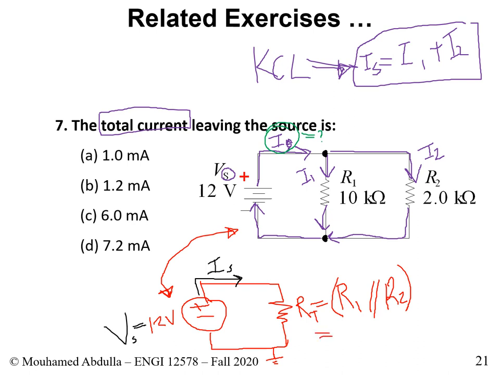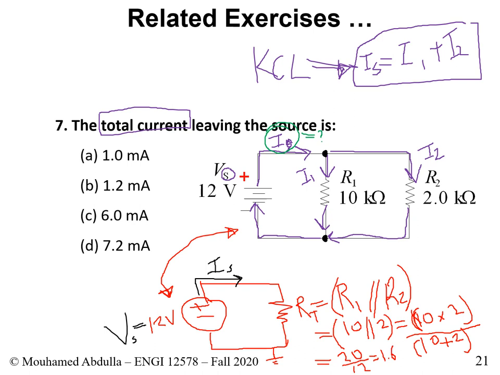So when we have R1 in parallel with R2, we could also write it as 10 in parallel with 2. Right, so you have 10K in parallel with 2, and this is nothing else but the product over the sum. So if you recall the formula that we studied, 10 times 2 in the numerator, and then 10 plus 2 in the denominator. Okay, so 10 times 2 becomes 20, and 10 plus 2 becomes 12. So it's just a matter of figuring out 20 divided by 12. So this should be 1.67 kilo-ohm, right?